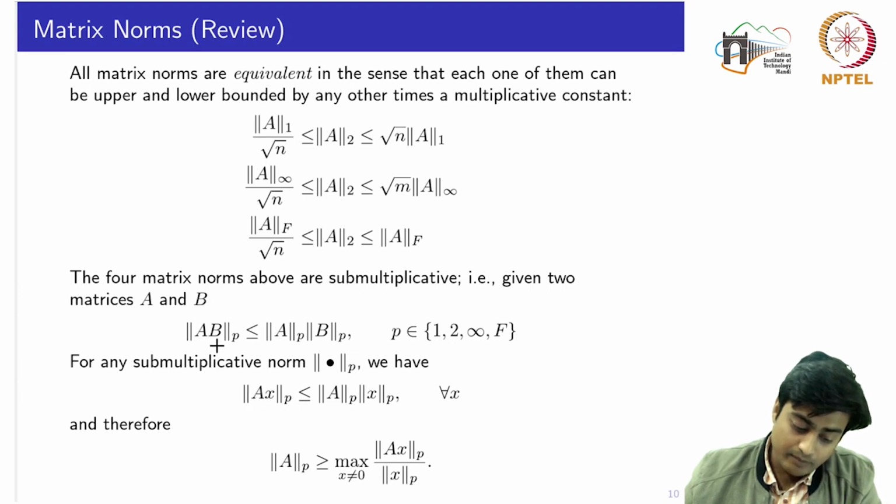If I replace B by the vector X, then I would compute the P norm of the matrix using this relationship as well, which would be always greater than or equal to the maximum value of the ratio of the P matrix norm of the AX and the P vector norm of the X, where X is not equal to 0.